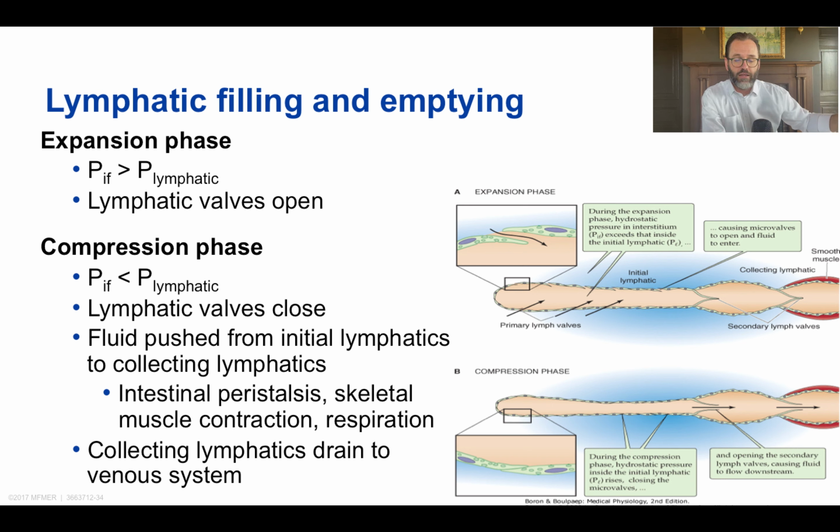That can occur with a variety of normal events within the body, which include intestinal peristalsis, respiration, skeletal muscle contraction, even subtle muscle movements, which result in the compression and pushing of lymph fluid and water back into these collecting lymphatics. Those collecting lymphatics drain into the venous system, ultimately returning that fluid exudate from the capillary to the interstitium back into the circulation and preventing you from having substantial increases in interstitial fluids.